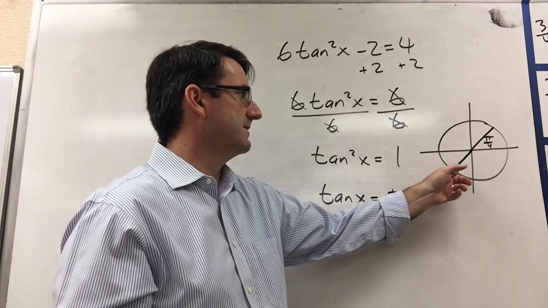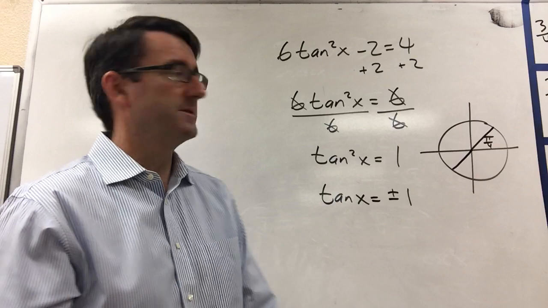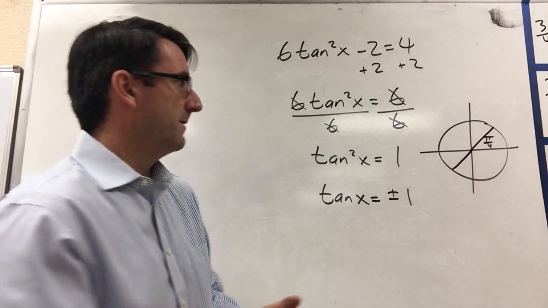Because the sine is negative square root of 2 over 2. Cosine is negative square root of 2 over 2. So those are going to divide to 1 as well.